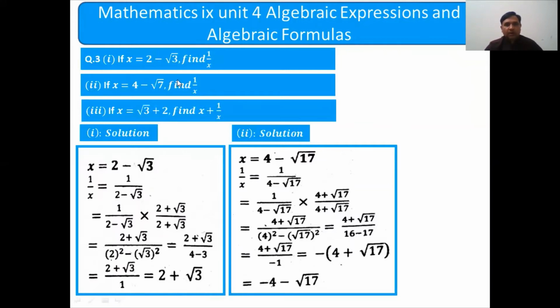So now part 2, x is equal to 4 minus square root of 17. So 1 by x will be equal to 1 by 4 minus square root of 17. Now we have to remove this binomial surd from the denominator. We have to multiply and divide with the conjugate of this binomial surd, and the conjugate of this is 4 plus square root of 17.